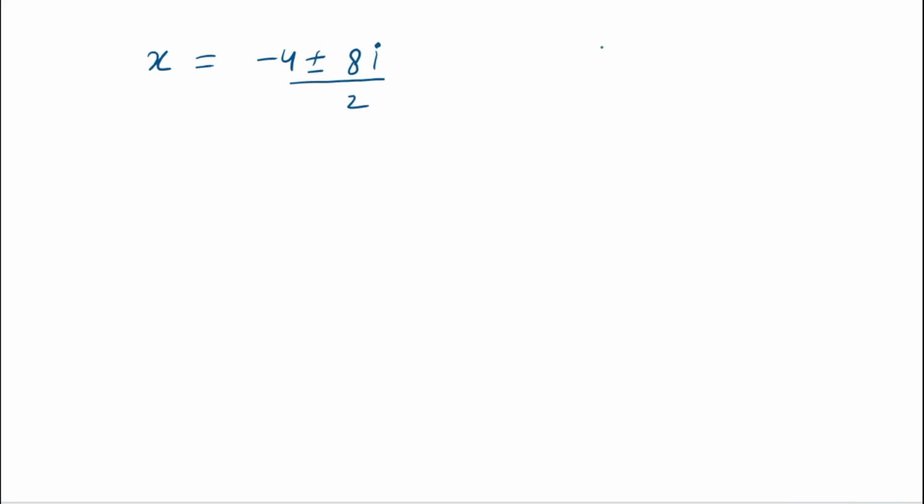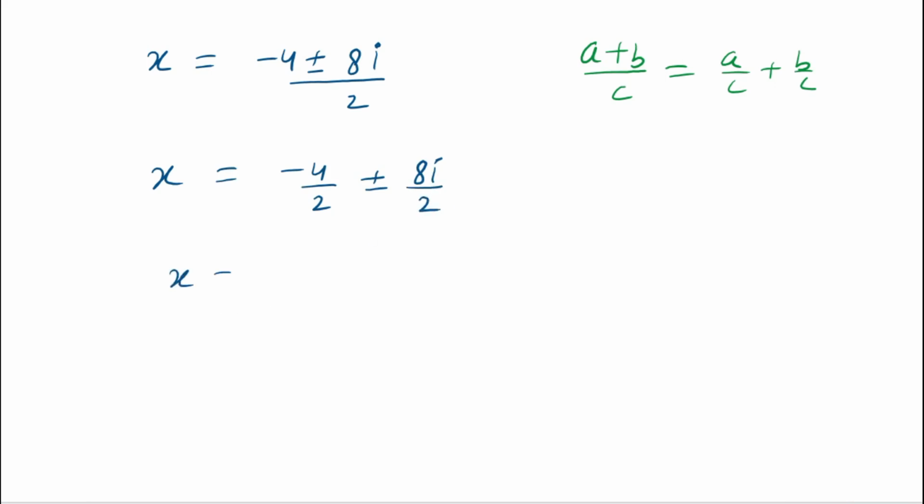Now on the right hand side we will apply this rule: a plus b over c is equal to a over c plus b over c. If we apply this rule on the right hand side, on the left hand side we have x is equal to minus 4 over 2 plus minus 8 times iota divided by 2. Now x is equal to minus 4 divided by 2, which is minus 2, plus minus 8 divided by 2, which is 4 times iota. We have the second solution, x2, is equal to minus 2 plus 4 times iota, taking the positive sign. And the third solution, x3, is equal to minus 2 minus 4 times iota.